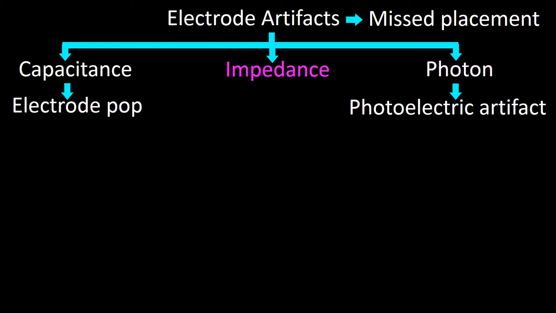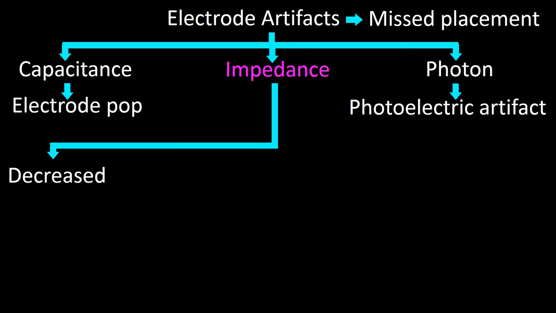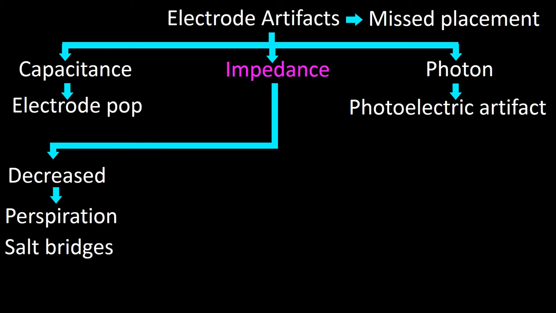By far, the most frequent cause of electrode artifacts are impedance issues. Impedance problems can cause artifacts in a number of ways. Decreased impedance, taken to extreme, will lead to perspiration artifacts, which result from alteration in electrode skin contact, interaction among different sweat constituents and sweat gland potentials. Also, decreasing impedance will produce salt breaches.